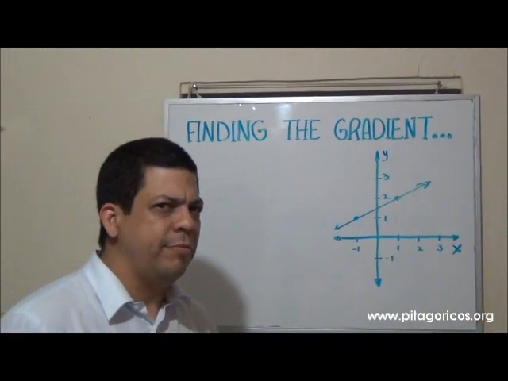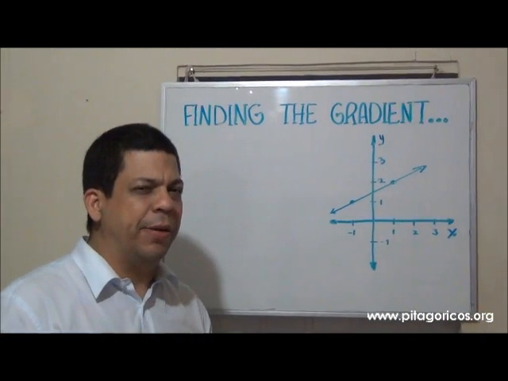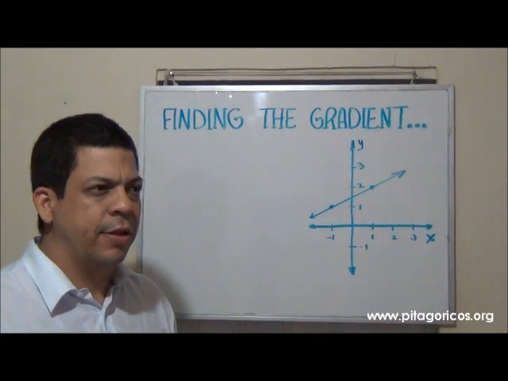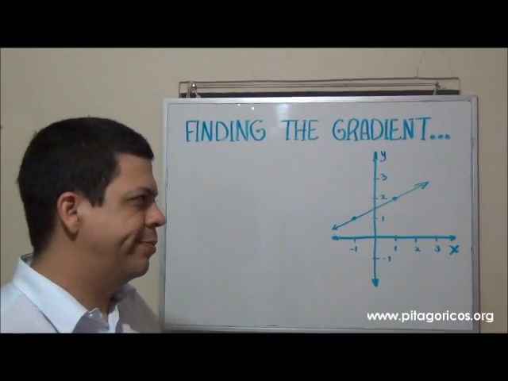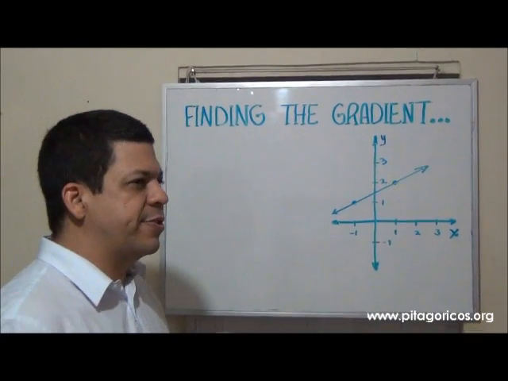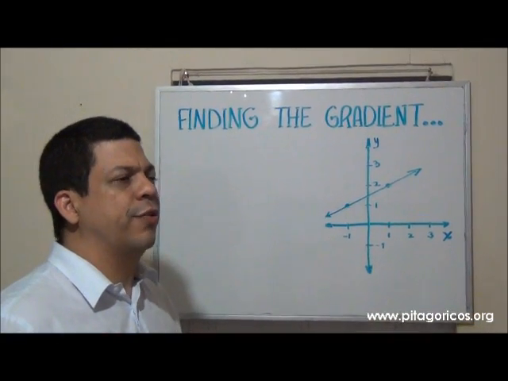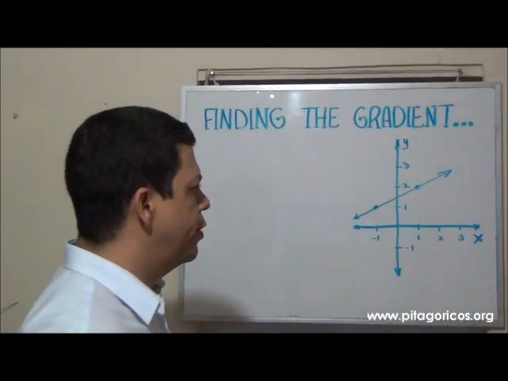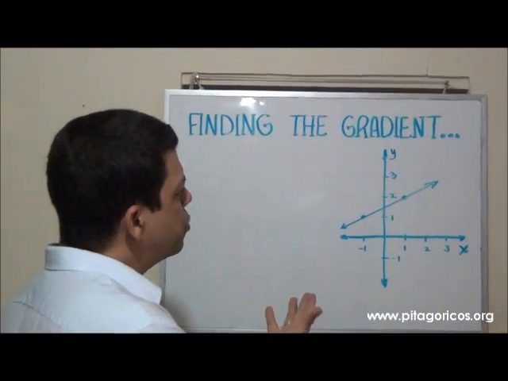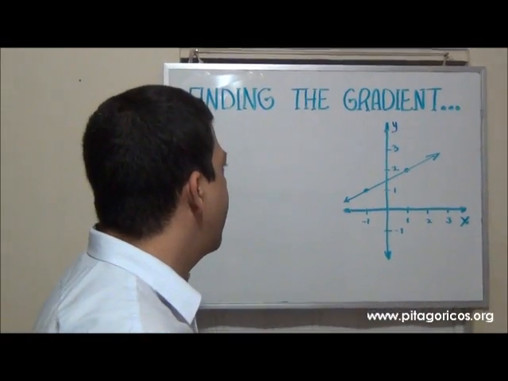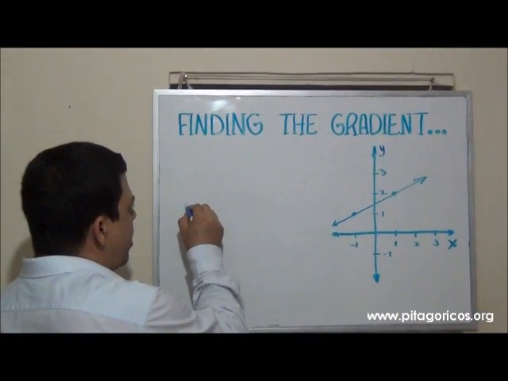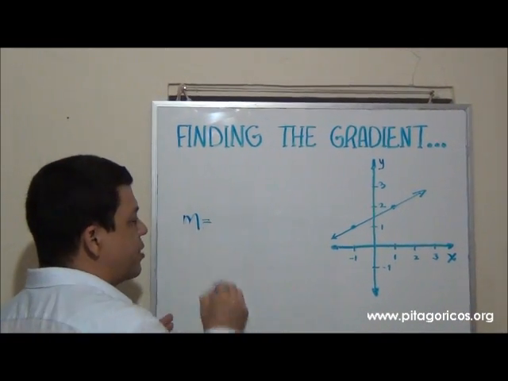Hello! I think this is my final video about linear graphs, linear functions. Anyway, this part is about how to find the gradient given 2 points on a line like this. So remember that the gradient is a measure of the steepness of my line.